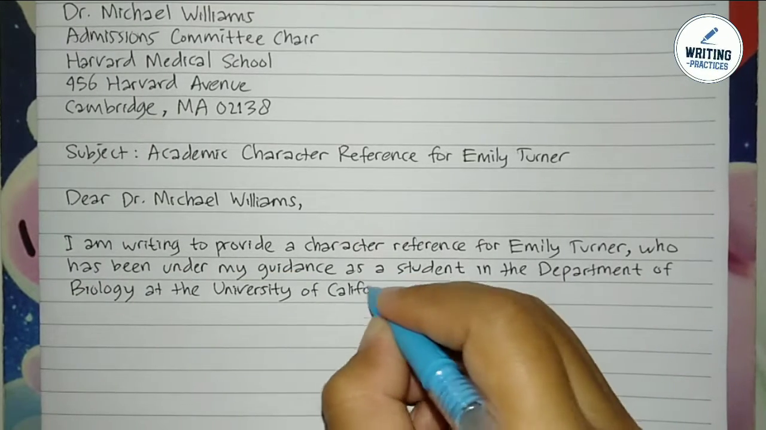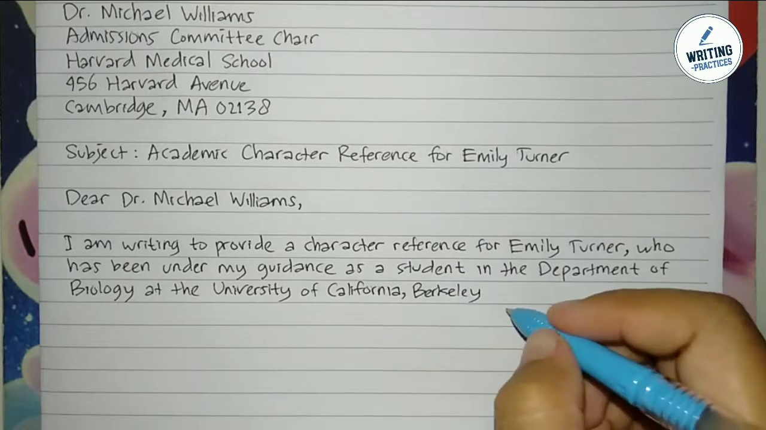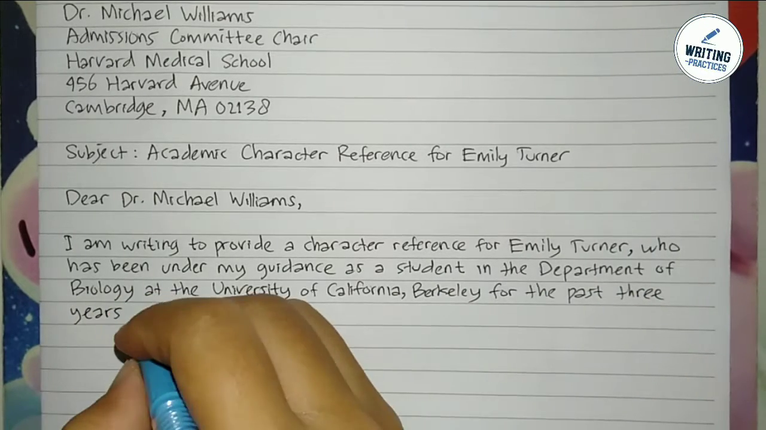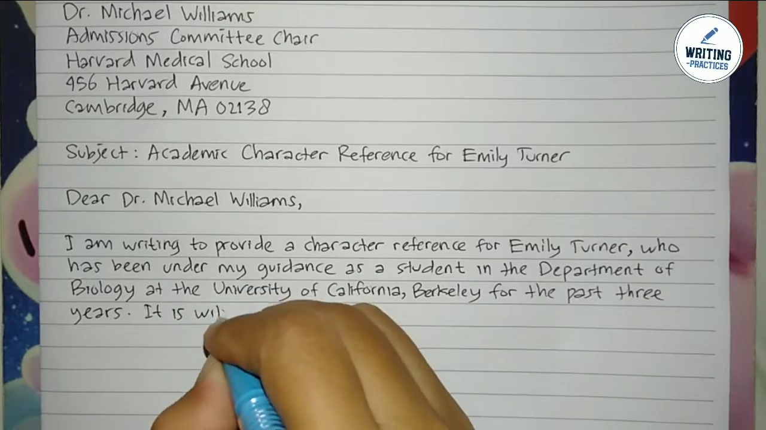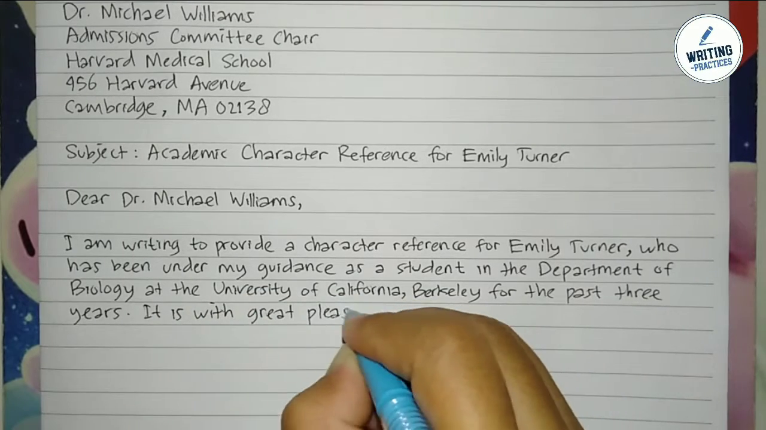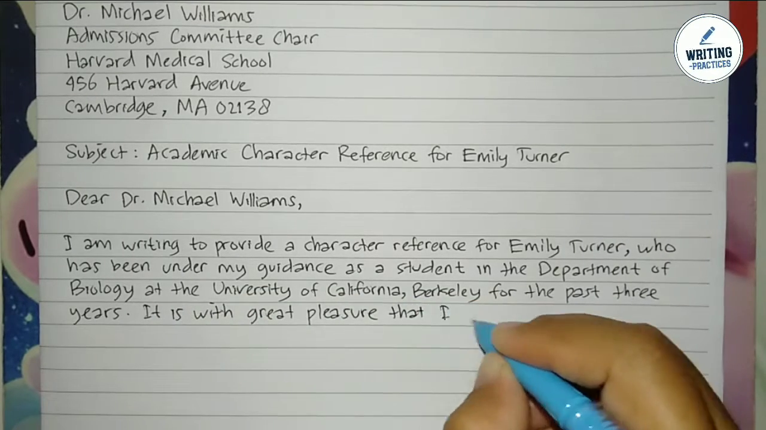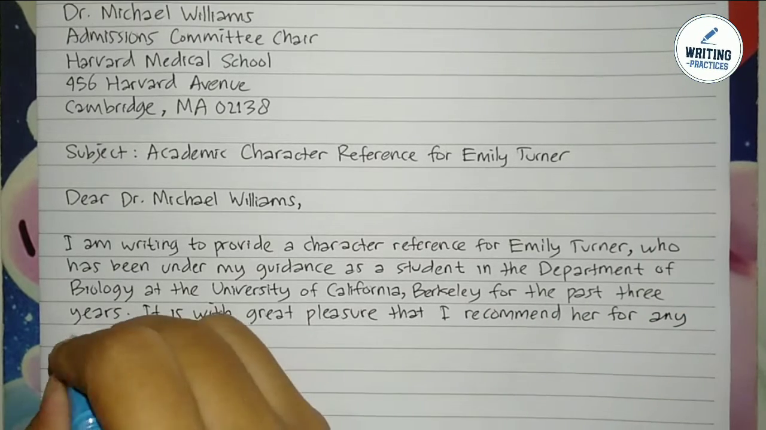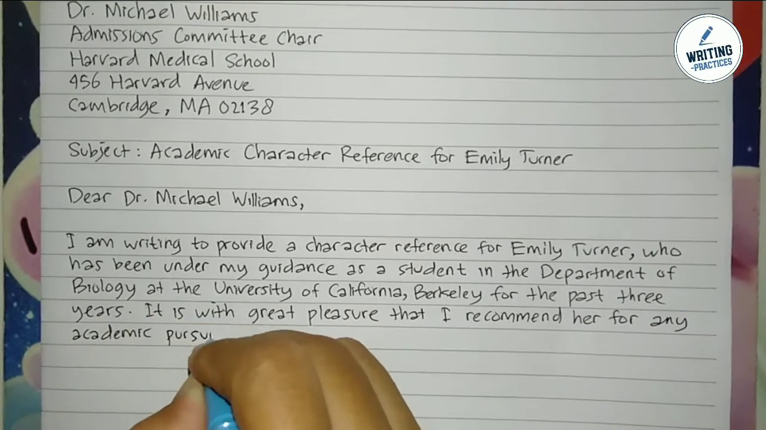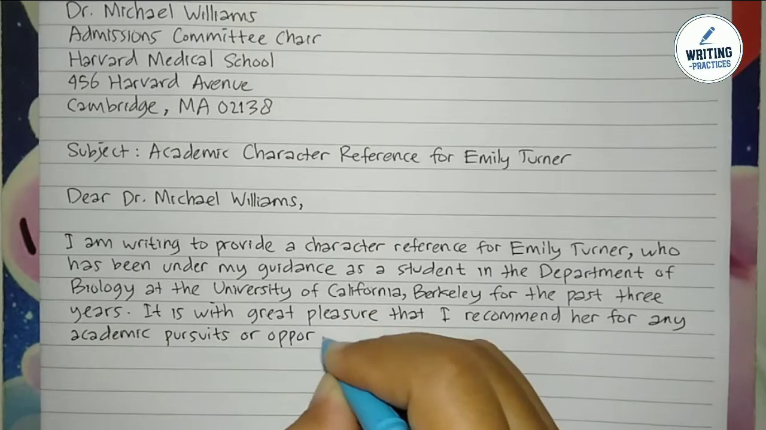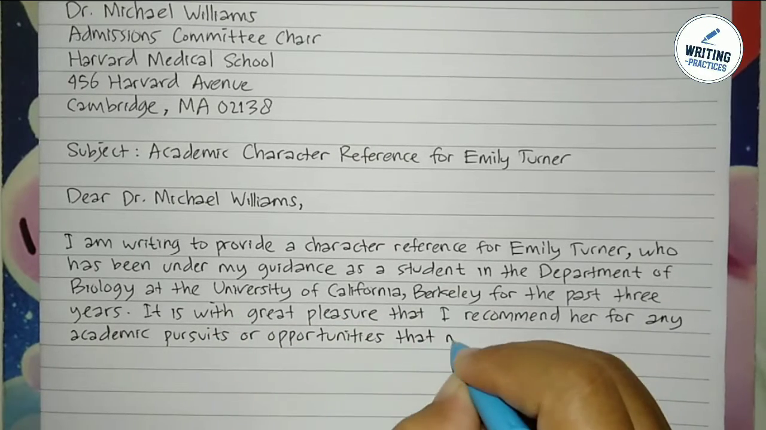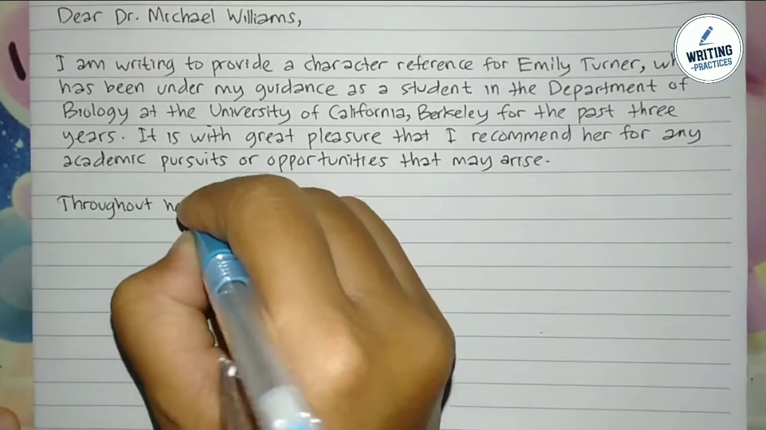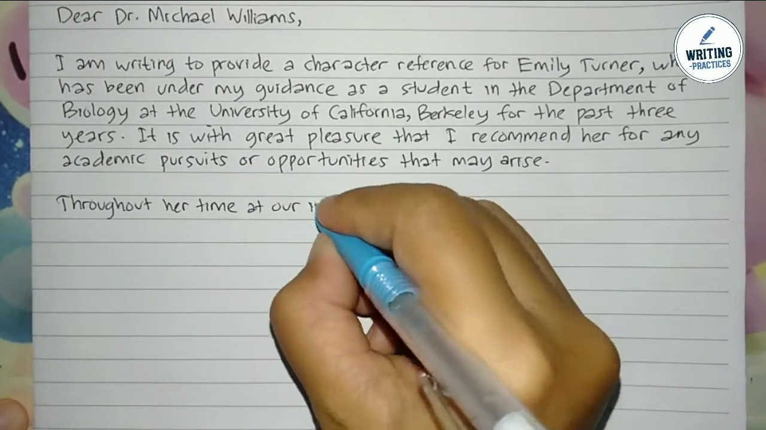And here is how you write it. I am writing to provide a character reference for Emily Turner, who has been under my guidance as a student in the Department of Biology, at the University of California, Berkeley, for the past 3 years. And now you can give an opening endorsement and how you recommend the student. You may write something like, It is with great pleasure that I recommend her, for any academic pursuits or opportunities that may arise.